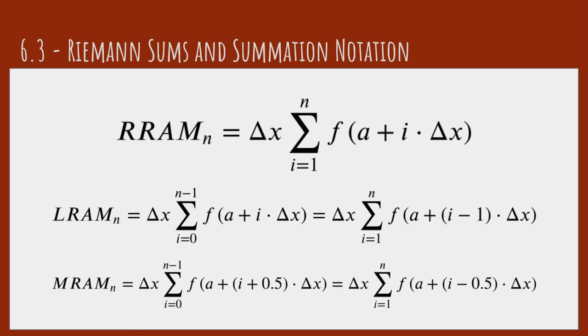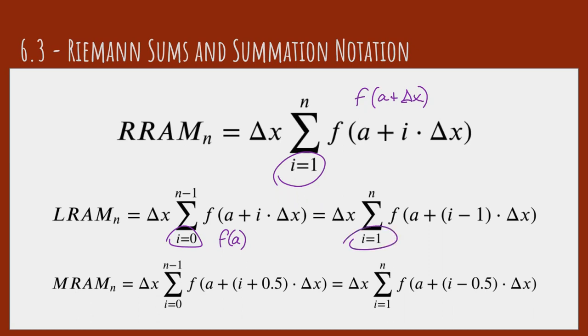In a similar fashion, we can also come up with formulas for LRAM and MRAM. Notice that I have two different formulas for each of those. One of them is if we start i at 0, and the other one is if we start i at 1. You will see both of these forms pop up, so it is good to at least be exposed to them. But essentially, what's happening here with LRAM is that if i starts out at 0, then the very first one here is going to be f of a. So on the first subinterval, we're evaluating the function at the very left endpoint, where when i was 1 up here, this is f of a plus delta x, which is the right endpoint of the first subinterval.